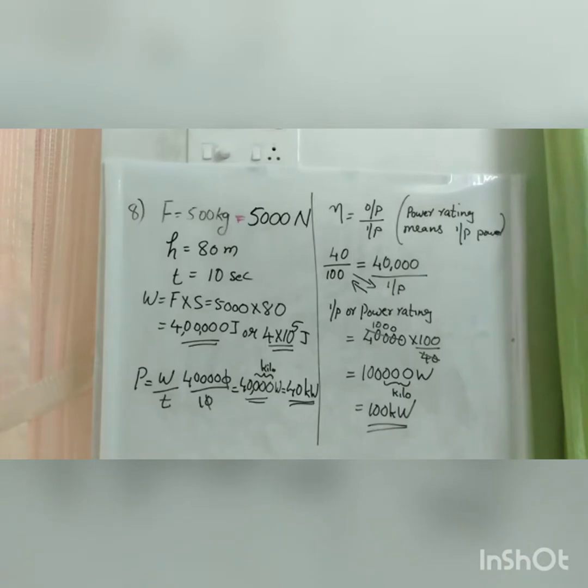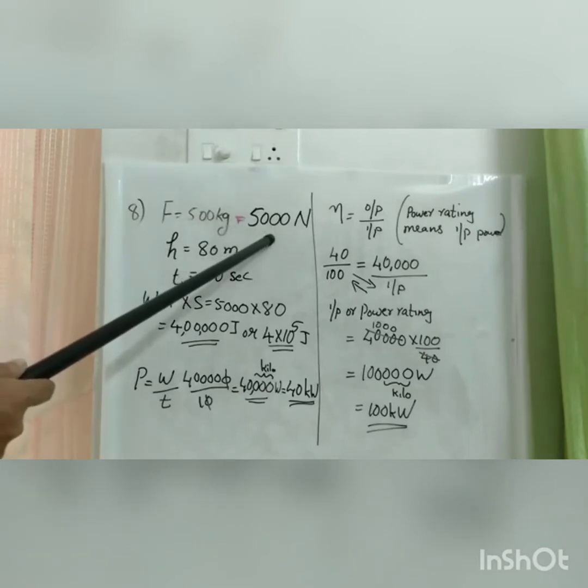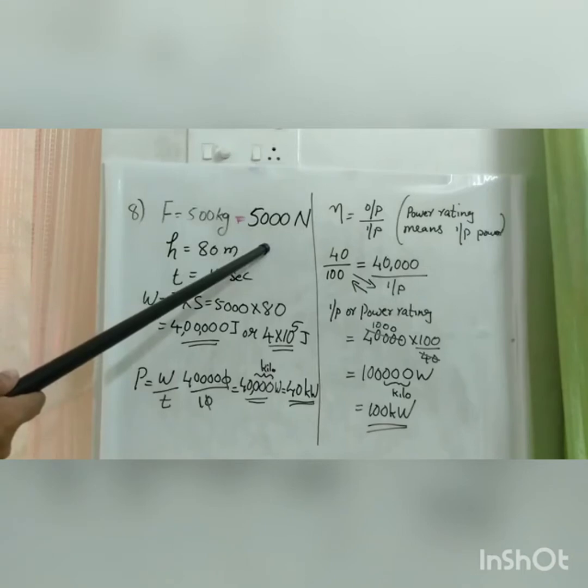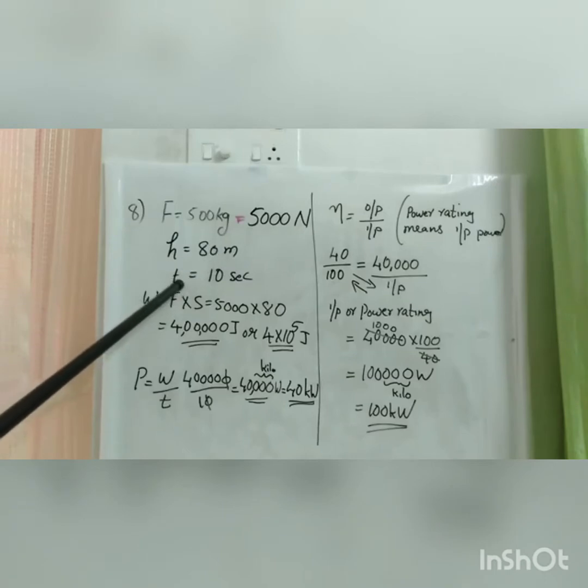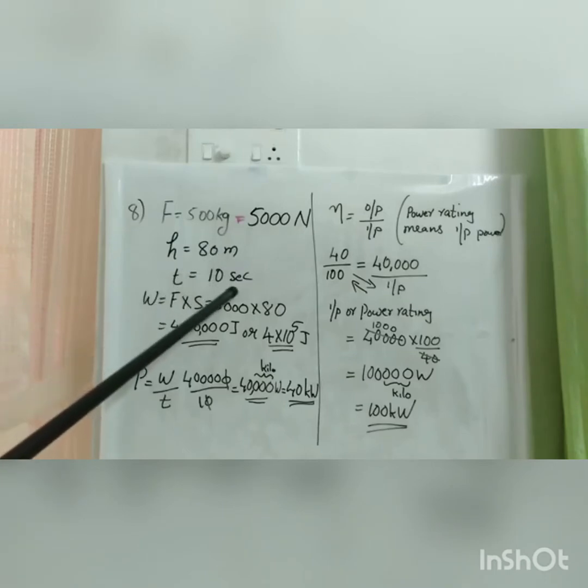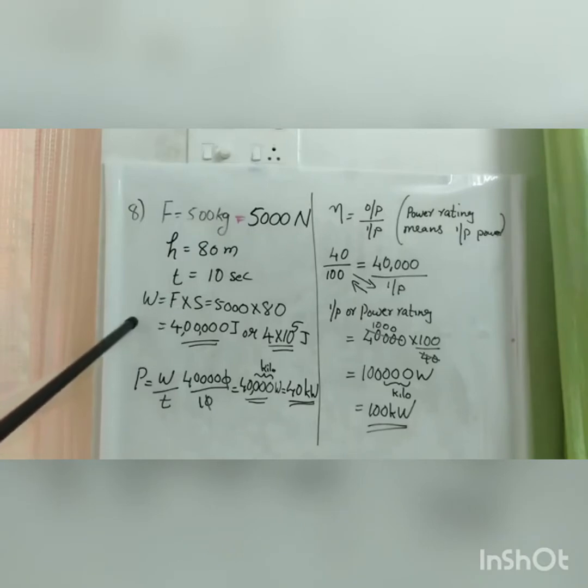Okay, here the question is, a pump is used to lift 500 kg. So mass is given, 500 kg. So force will be 500 kg is equal to 5000 Newton. Lift 5000 Newton of water from a depth of 80 meter, that is, height is given 80 meter, in time 10 seconds. Calculate the work done by the pump.